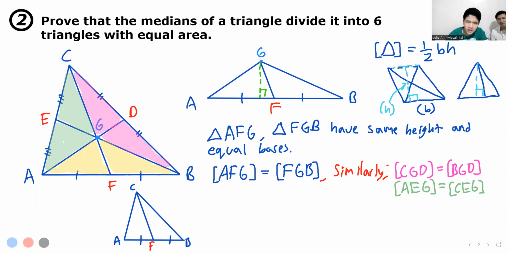So again, same height, same base. No, not same height, congruent bases, equal bases. Therefore, area of ACF is equal to area of BCF.